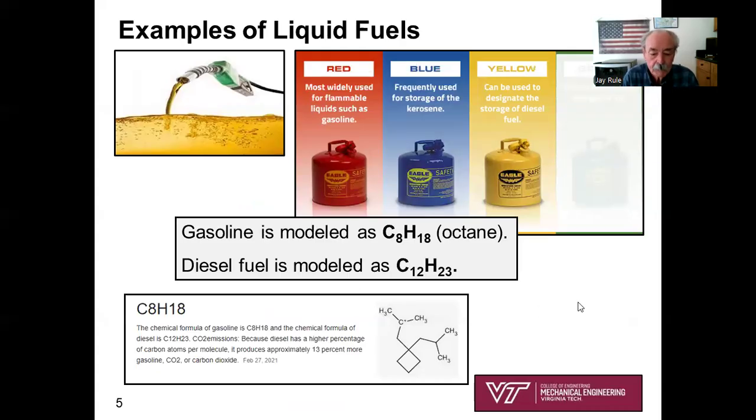Examples of liquid fuels. Gasoline is modeled as C8H18. That's octane. You don't need to memorize that, of course. But you've bought many a gallon, I'll bet, of gasoline fuel. Diesel fuel is modeled as C12H23. And we're not going to get into the pictures of the chemical chains and things like that. We'll leave that for the chemical engineers to worry about. As mechanical engineers, we're just going to recognize that we can model these liquid fuels as C sub M, H sub N.